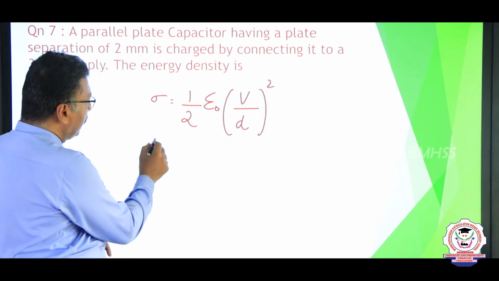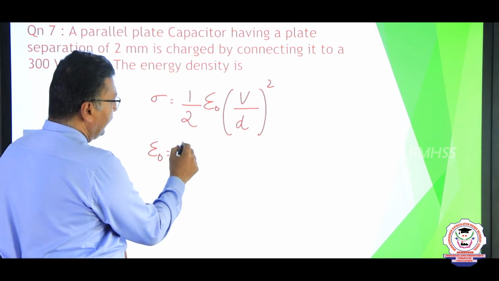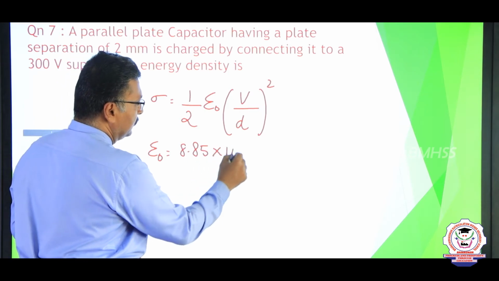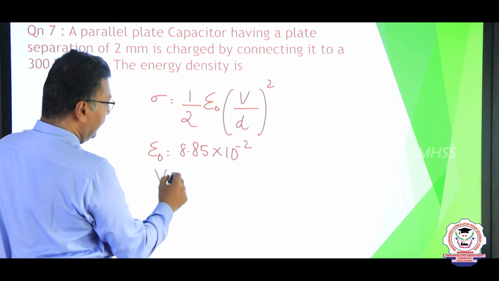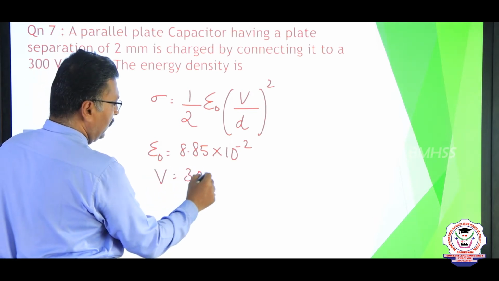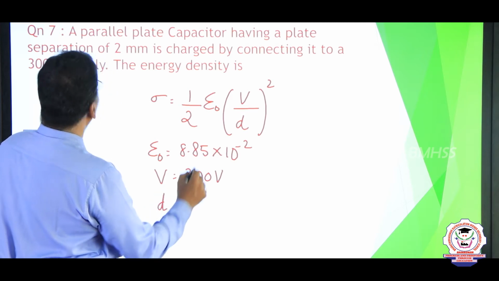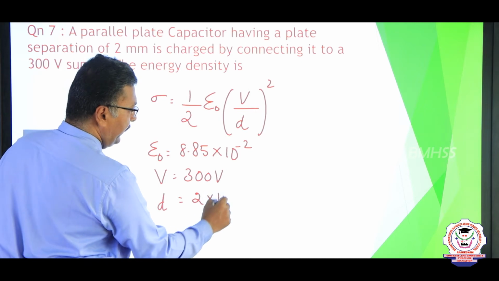So what is epsilon naught? Epsilon naught is equal to 8.85 into 10 to the power minus 12. V is given as 300 volts. And what is D? D is given as 2 mm, 2 into 10 to the power minus 3 meters.